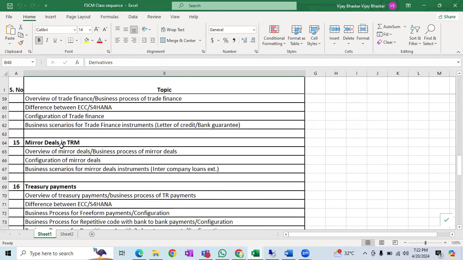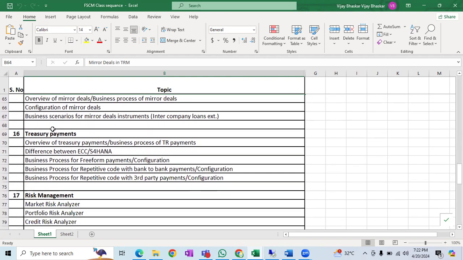Then coming to the mirror deals. The mirror deals, which are used for intercompany loans, we will also see. Then treasury payments. There are different kinds of treasury payments. For the business process, free form payments, what are the steps required in order to execute the free form payments? Then what is the difference between ECC and S4HANA? This also I am going to cover.